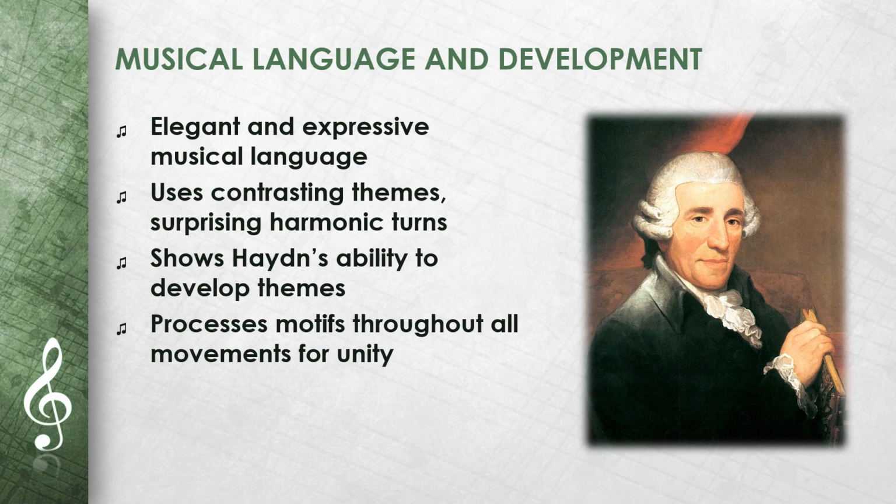Haydn's musical language in the Oxford Symphony is both elegant and expressive. He uses contrasting themes, surprising harmonic turns, and refined rhythmic structures. The symphony shows Haydn's ability to develop themes and create large musical arches. Particularly noteworthy is the way he works with motifs throughout all the movements, creating an inner unity of the work.